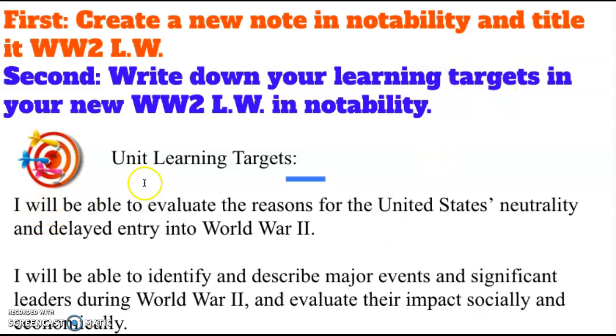So the first one will be, I'll be able to evaluate the reasons for the U.S.'s neutrality and delayed entry into World War II. So just like World War I, the United States didn't join right away. Why? That's what we're going to look at first.